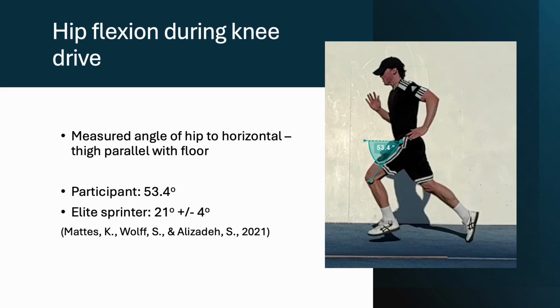This was done because Matz, Wolf, and Elizada 2021 also measured it this way, so just felt it was the easiest way to measure it. So the participant saw 53.4 degrees difference between these two different positions, and elite sprinters had a much higher knee lift with only 21, give or take 4 degrees of hip flexion here.